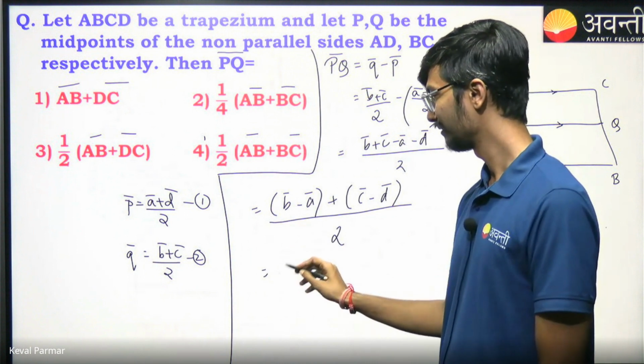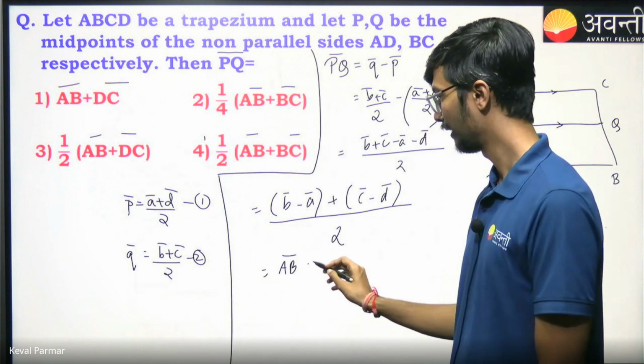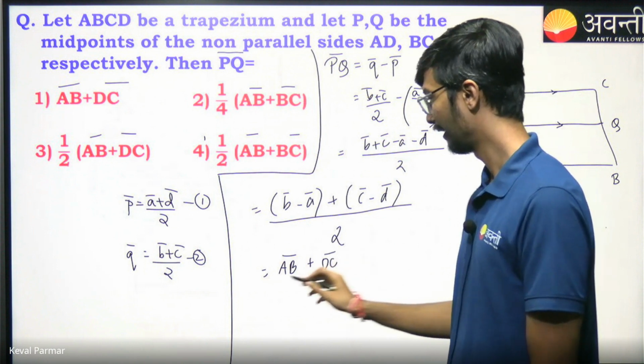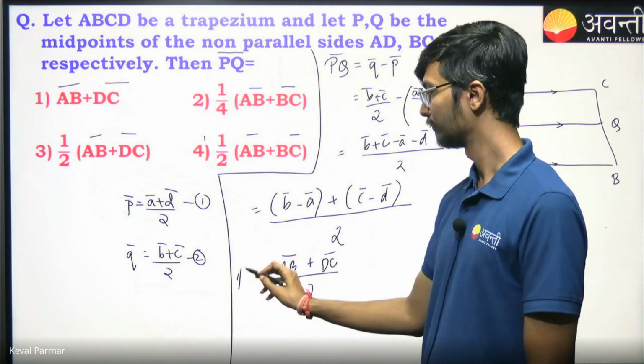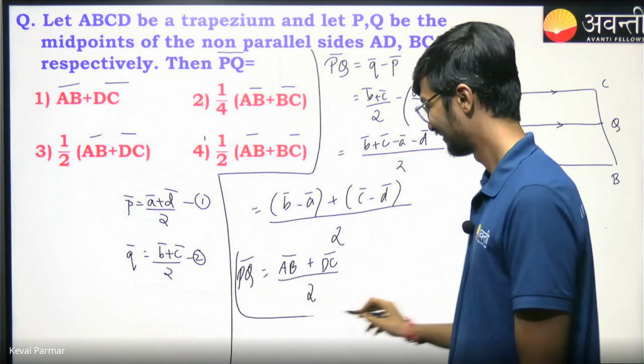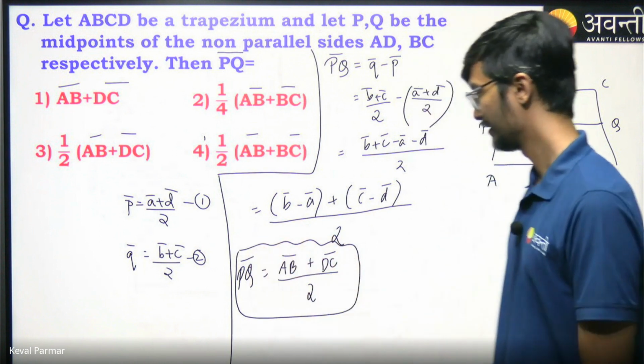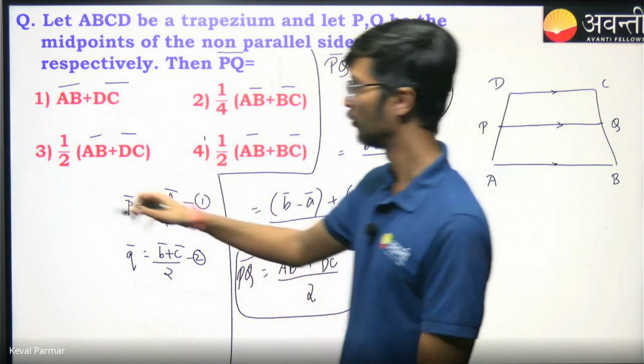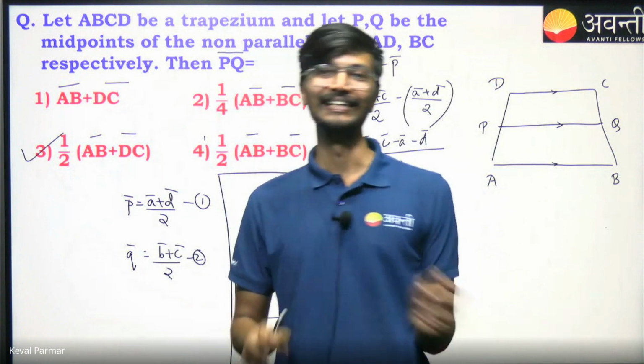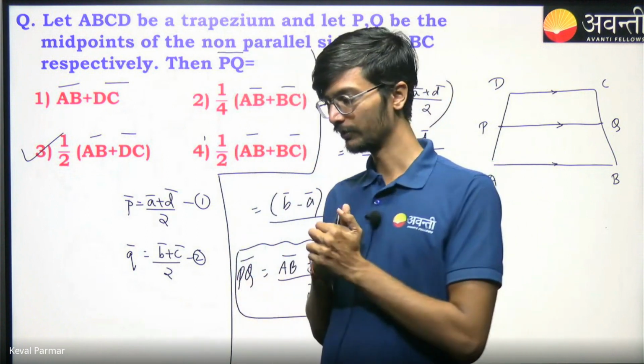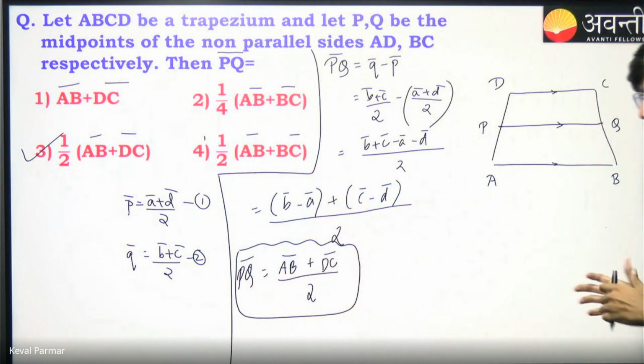What is B bar minus A bar? It is AB bar. And this is DC bar upon 2. So simple, we got our answer: AB bar plus DC bar upon 2. Do we have it? It is option number 3. So option 3 matches with our answer. I hope you guys understood this. Let's move on to the next question.